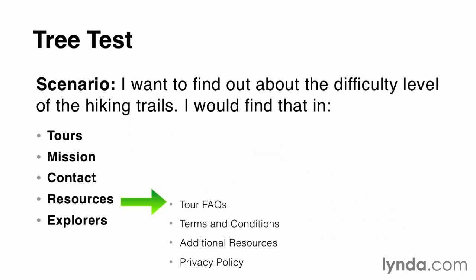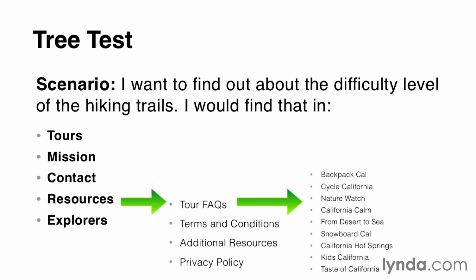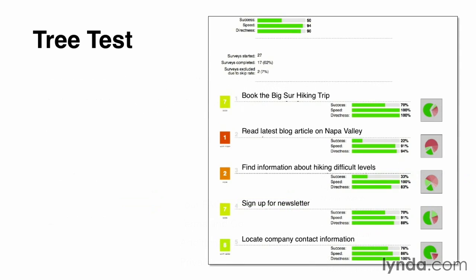So maybe I'll look in resources, and there I find the FAQs. And once I click on FAQs, then I see specific frequently asked questions for each tour. And under each tour are specific questions. And when I select Backpack California, I'm saying that I'll find it here. And once I click that, the test is complete for that specific question. And then I get a report that shows me the ability of people to find the goal based on the question and the navigation. So here's a typical report.